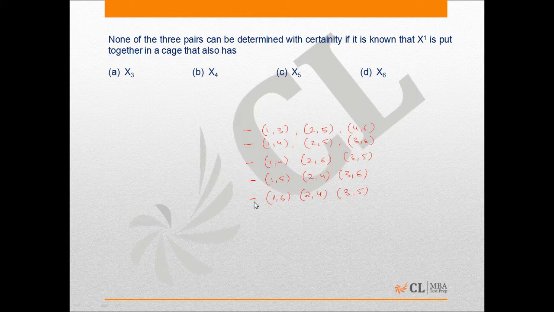Now looking at question number 1, it says none of the 3 pairs can be determined with certainty if it is known that x1 is put together in the cage that also has a key. The question is, which of the following can be put with x1 in one of the cages so that the pairs in the remaining 2 cages cannot be determined uniquely?